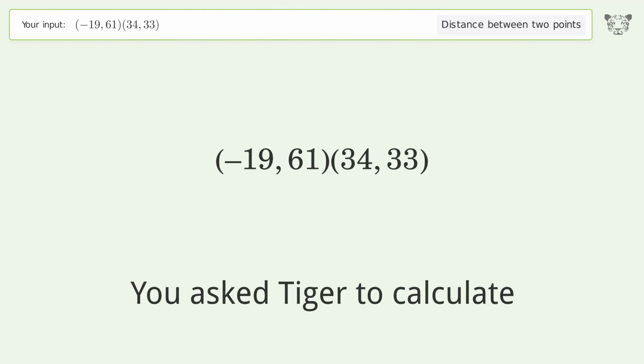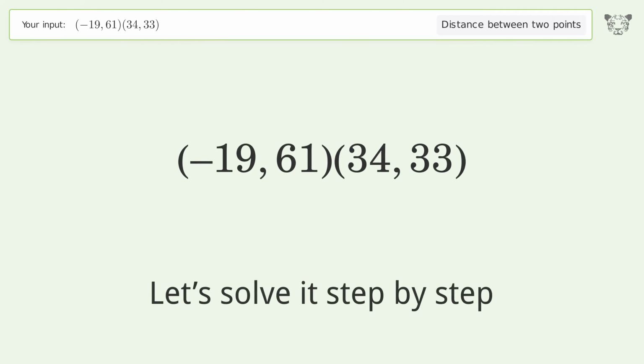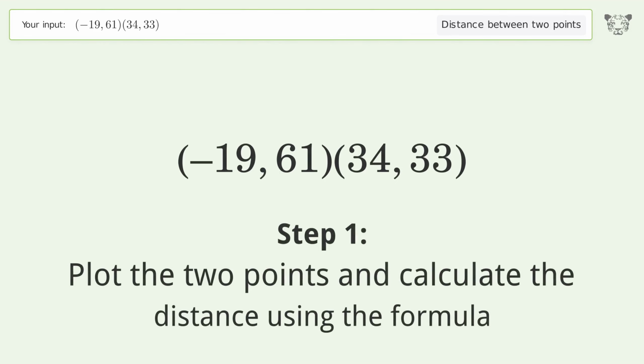You ask Tiger to calculate. This deals with the distance between 2 points. The distance between the 2 points is the square root of 3,593, or 59.942. Let's solve it step by step. Plot the 2 points and calculate the distance using the formula.